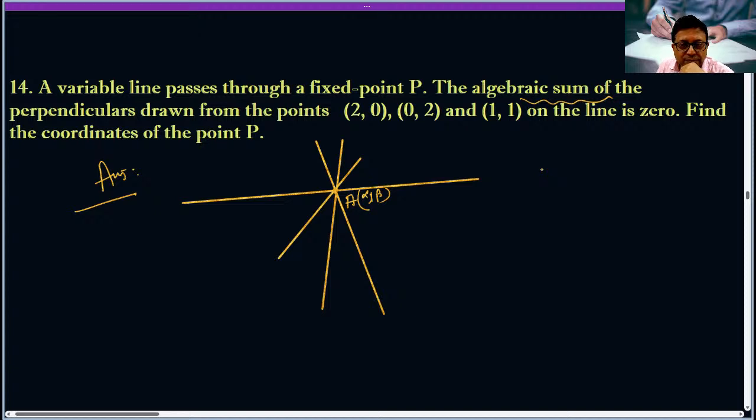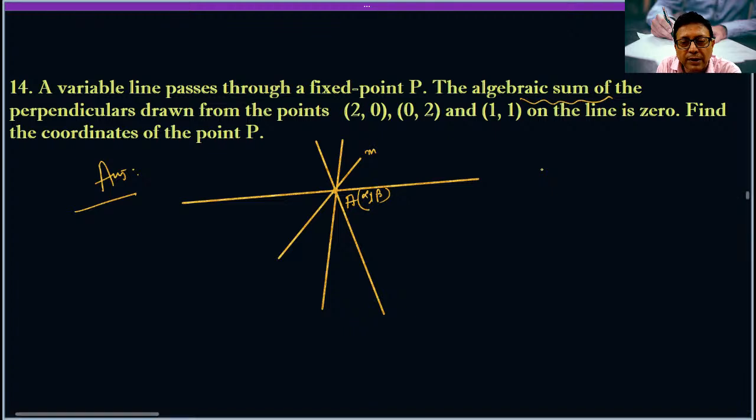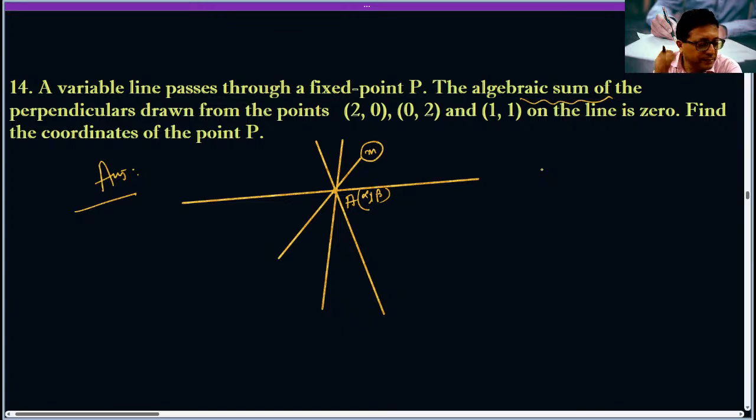Okay, let the point be alpha, beta. Clear? The slope of the line, also assume that it is m. So what will be the equation of the line? Tell me: y minus beta.